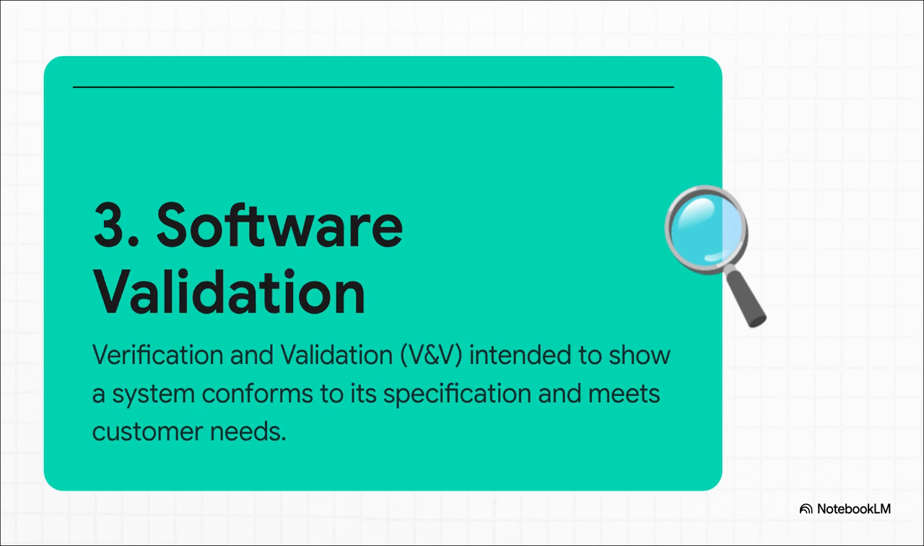Then comes a super critical step, software validation. This is the did we get it right phase. It's all about testing, checking, and making sure that the system you built actually does what it's supposed to do, and, just as importantly, that it meets the real needs of the customer.